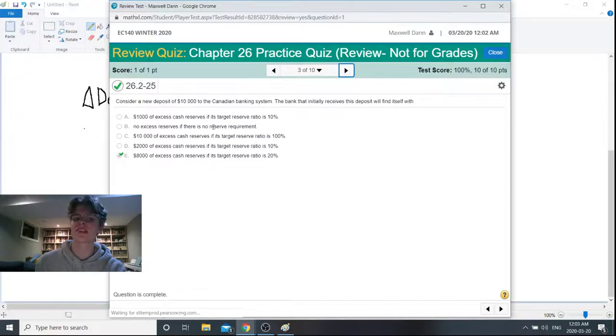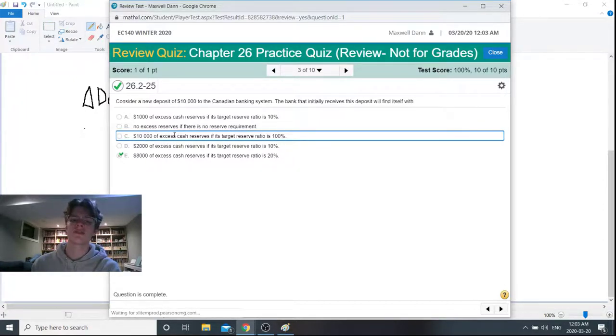No excess reserves if there is no reserve requirement. If there is no reserve requirement, then they should be loaning out all of it. They shouldn't keep anything in reserves. But right now they have 10,000 in reserves, so that's wrong. They have 10,000 excess reserves. Next, 10,000 of excess cash reserves if its target reserve ratio is 100%. Well, if the target ratio is 100%, then they have exactly as many as they need. They have no excess reserves, right? Because if they're keeping everything in reserves, then nothing is in excess, ever.